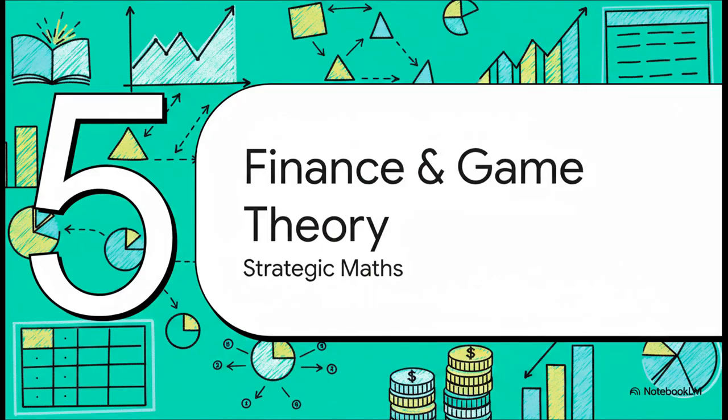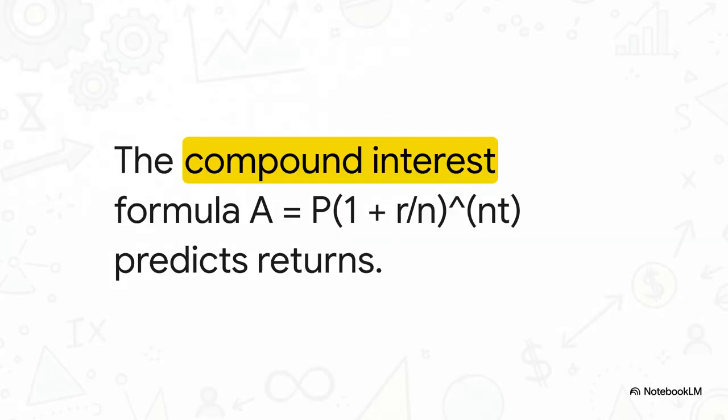All right, Section 5, Finance and Game Theory. This is where we get into some of the most dynamic, fast-paced tools in the whole toolkit. Modern finance is, quite frankly, extremely mathematical. Take the compound interest formula, for example.